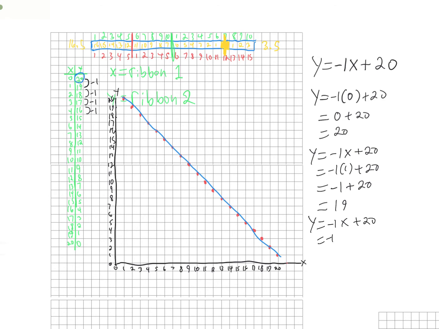This time we're going to take the value of x and make it 2. -1 times 2 is a -2 plus 20. So -2 plus 20 is going to equal 18. And as we can see, when x equals 2, y equals 18, which is exactly what we have up here in our table of values. So this equation that we've come up with right here indeed does work. So now we're going to just describe this relation in words.